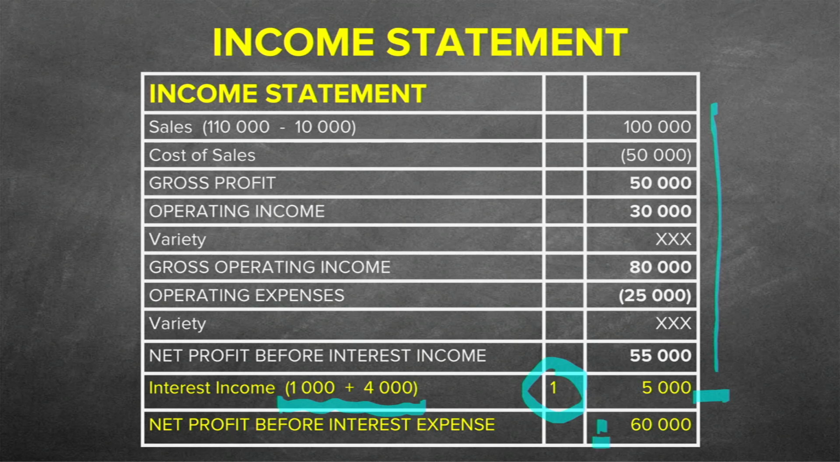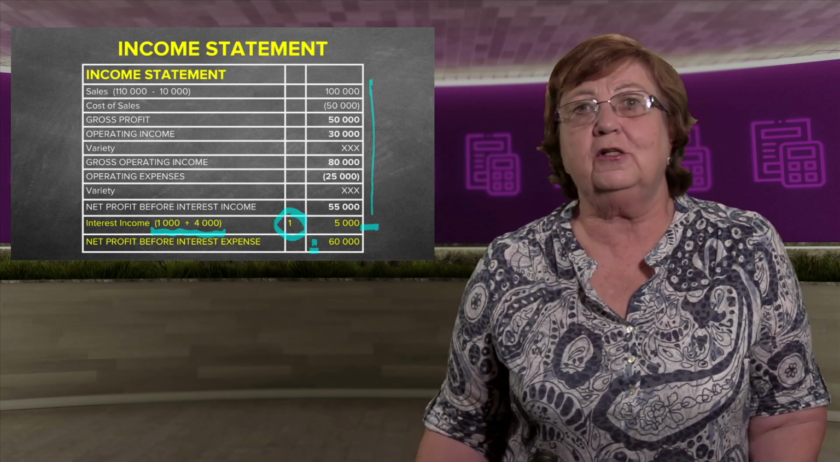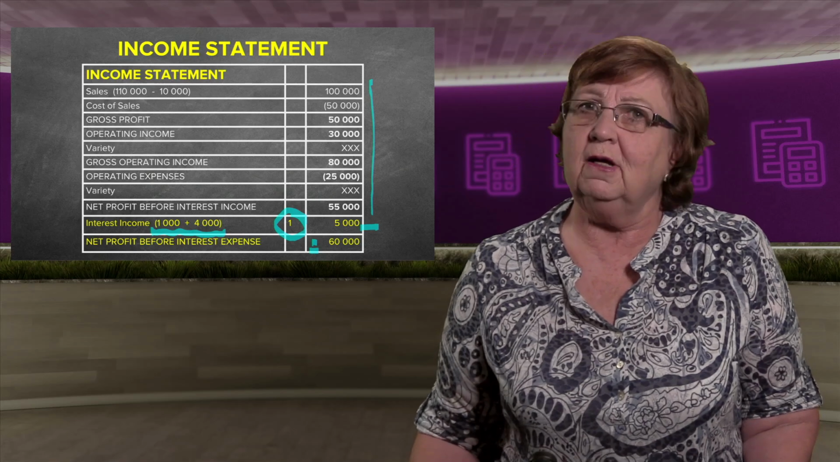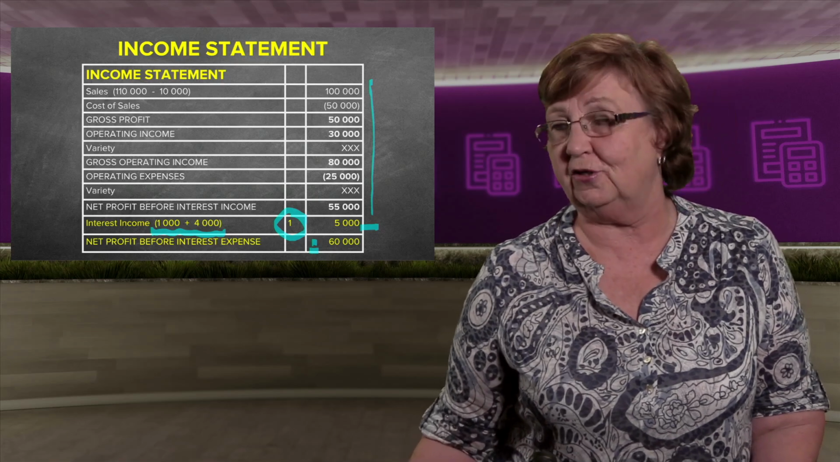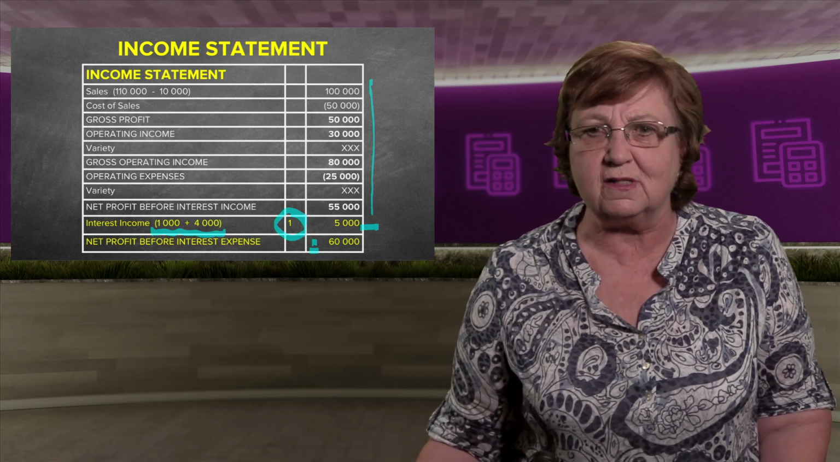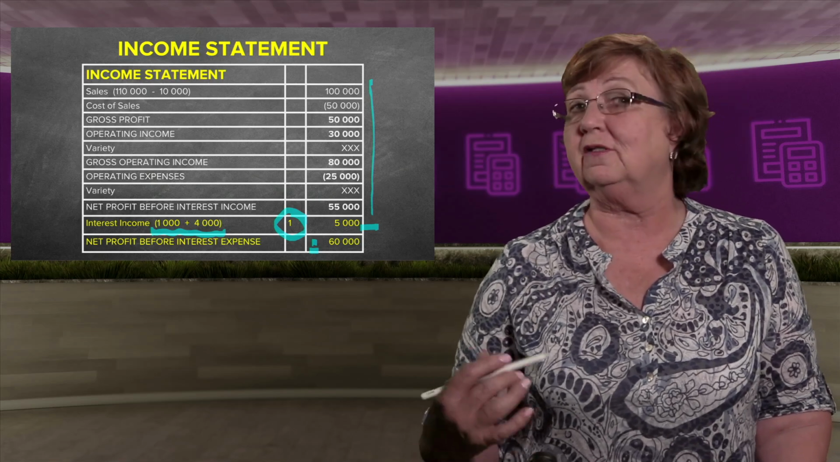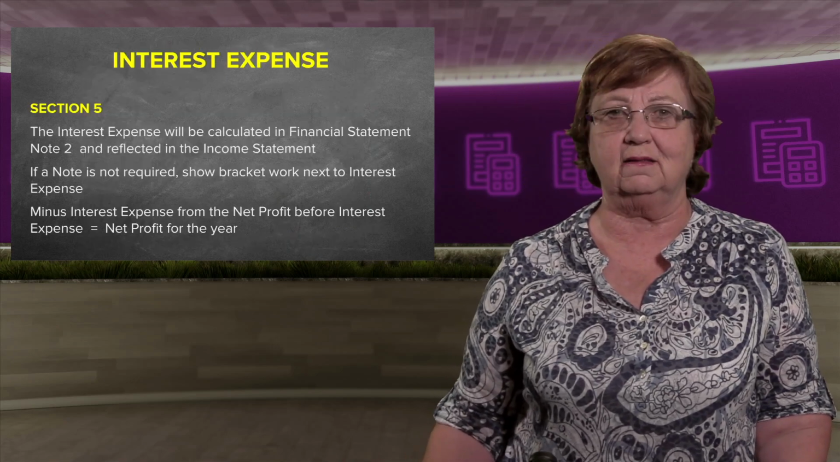So 55,000 plus 5,000 gives me 60,000. Now, I know that some of you probably say, could we not use interest expense first? The answer is no. We do the good things in life first. And to receive interest is far better than to spend interest. So we always put interest income first and interest expense second.